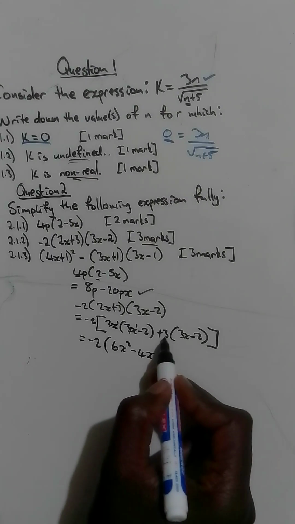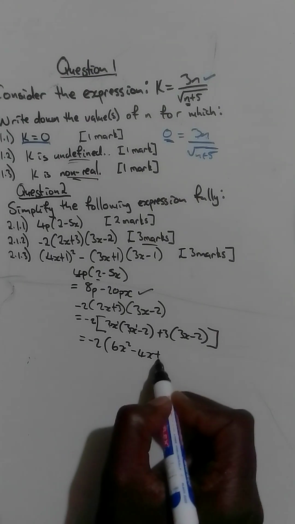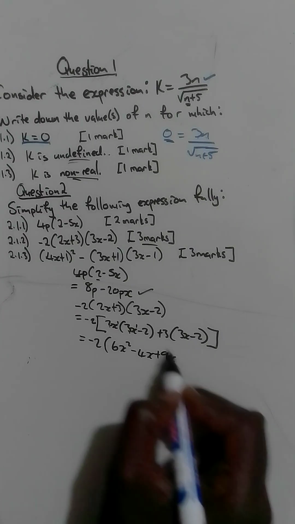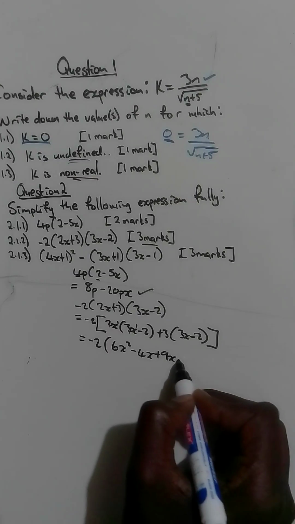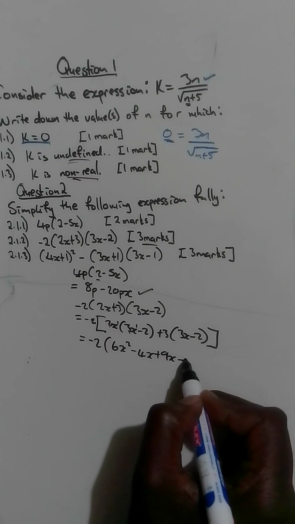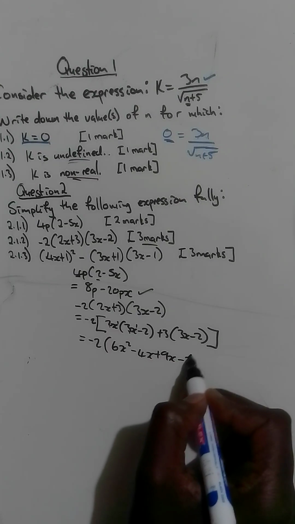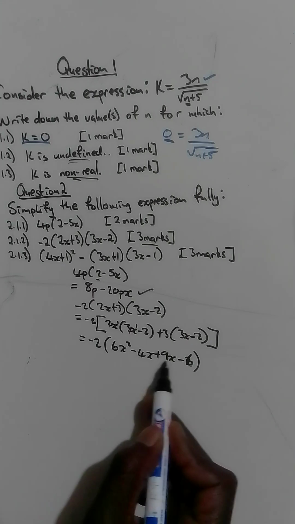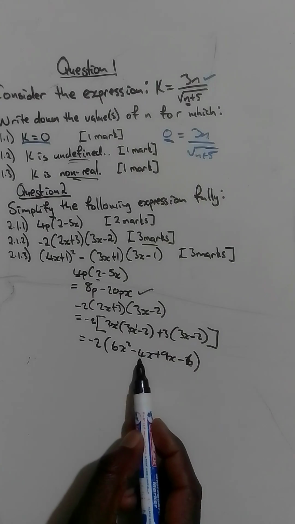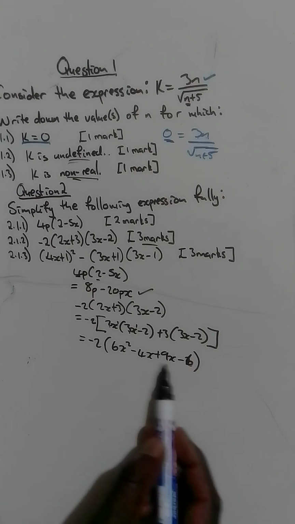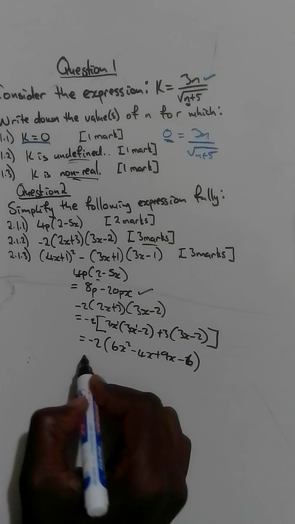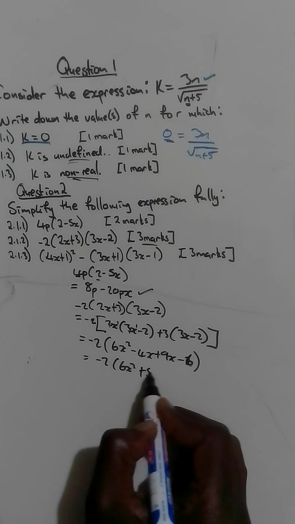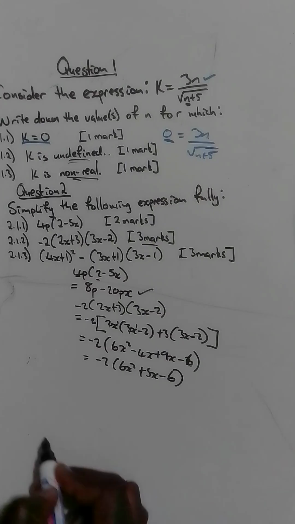Done. Then I come here, positive and positive is a positive. 3 by 3 is 9. There is x, there is no letter, so I write the x. Positive multiplied by negative is a negative. 3 multiplied by 2 is 6. All right, I close the bracket. Observe, these two are like terms. So negative 4x and plus 9x gives me 5x. So it is equal to negative 2, open bracket, 6x squared plus 5x minus 6, close bracket.